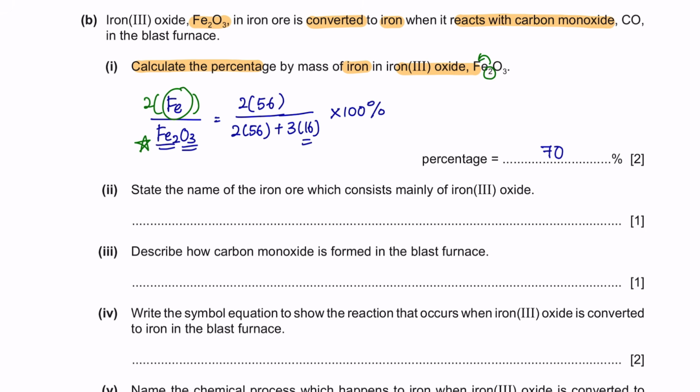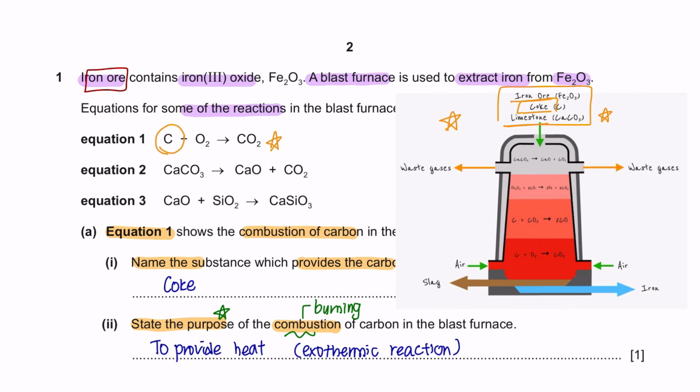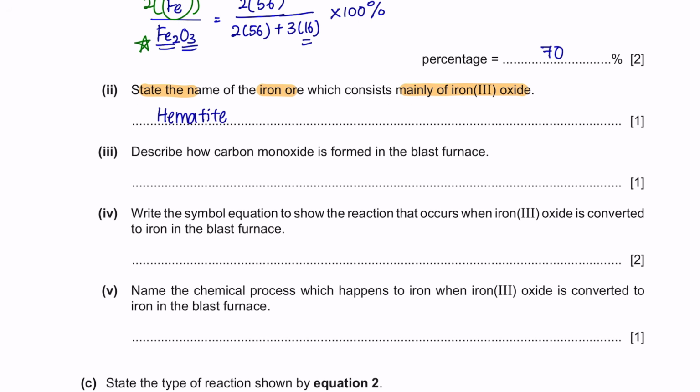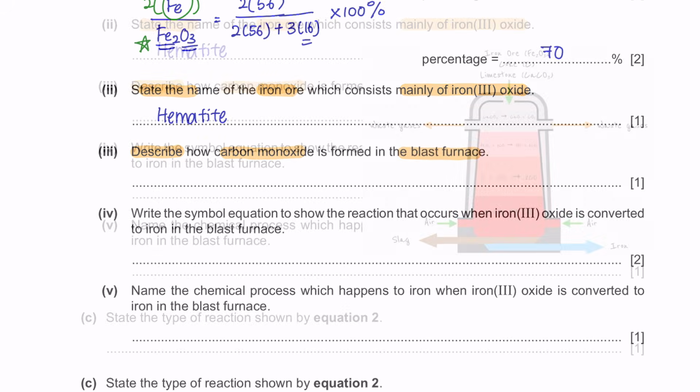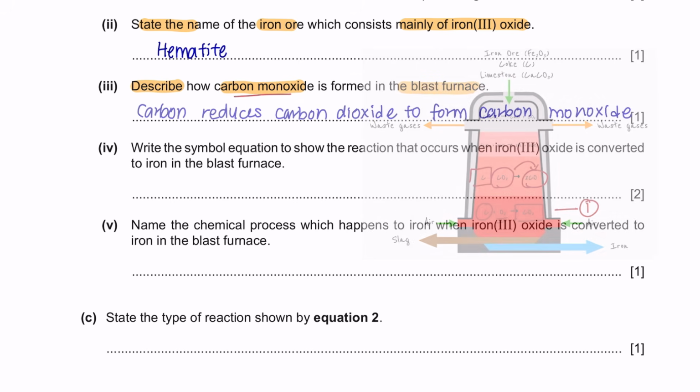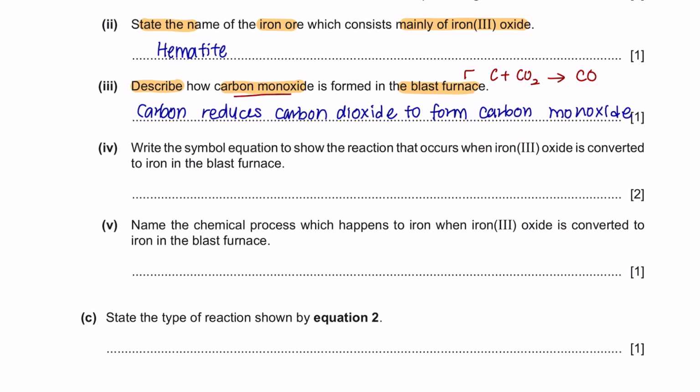Next, part 2. State the name of the iron ore which consists mainly of iron trioxide. As mentioned previously, the iron ore is called hematite. Next, part 3. Describe how carbon monoxide is formed in the blast furnace. After the coke is burned in oxygen, it will form carbon dioxide. And the carbon dioxide will then be reduced to form carbon monoxide by reacting with carbon. So you can say carbon reduces carbon dioxide to form carbon monoxide.